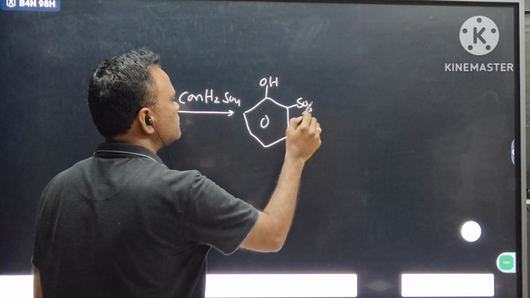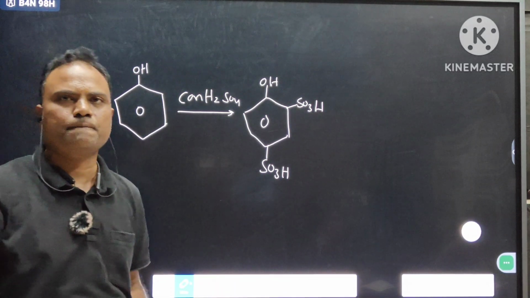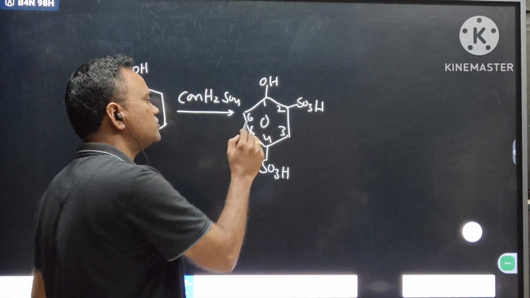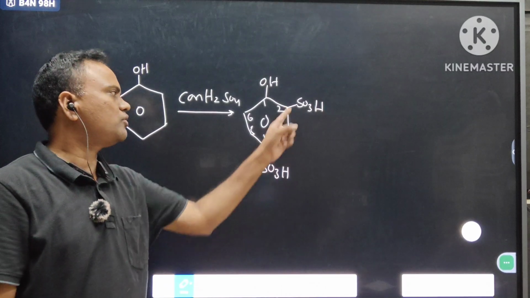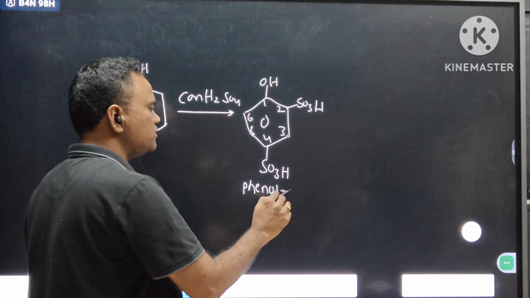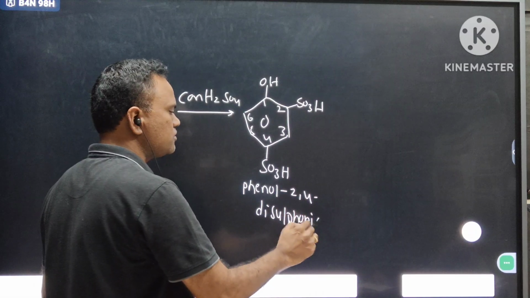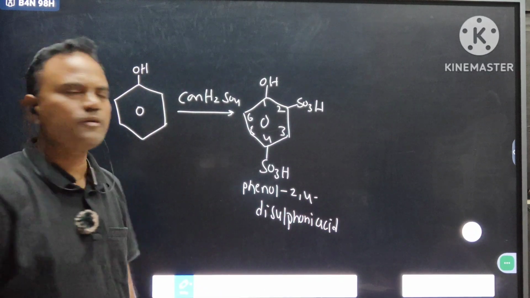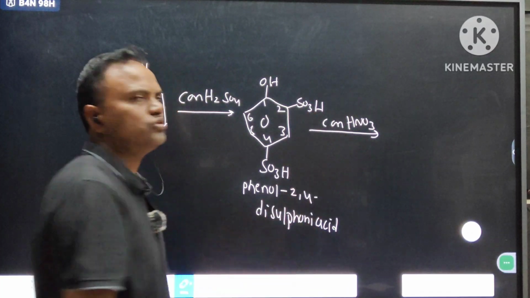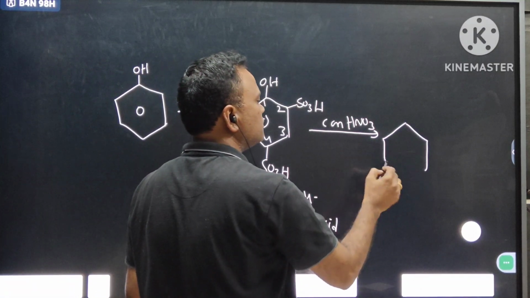Let's go much deeper. Sulfuric acid is involved in the application. If you want 2,4 disulfonic acid, then you take 2,4 disulfonic acid. I already gave this last week. Disulfonic acid is obtained when we use concentrated sulfuric acid under the appropriate conditions. Okay, this is conceptual type only.